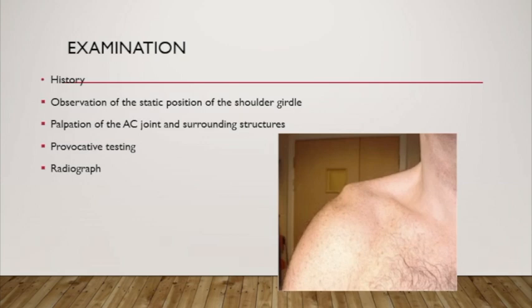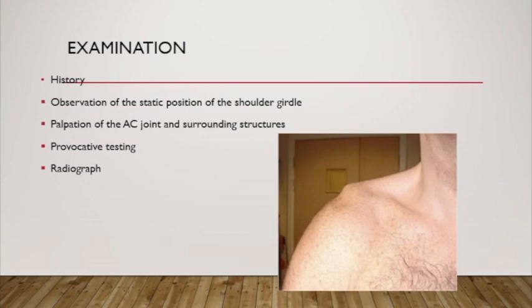So the first is history. Obviously history is very much important. We need to understand the mechanism of injury, and based on the mechanism of injury we can find out what the diagnosis is. So that's why history is very much important, and based on history we can also formulate which type of AC joint injury is present.